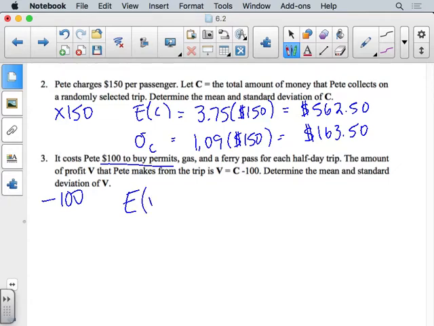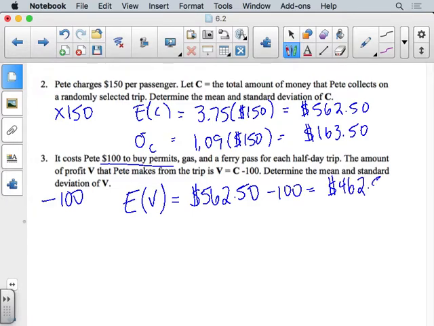So the expected amount of profit, and V is profit. So the expected amount of event V is, alright, so $562.50 is our mean, and we know we have to take away $100 every time, so I'm just going to do minus 100, $462.50.